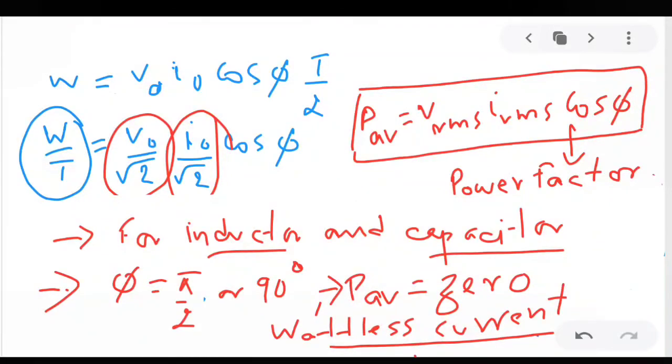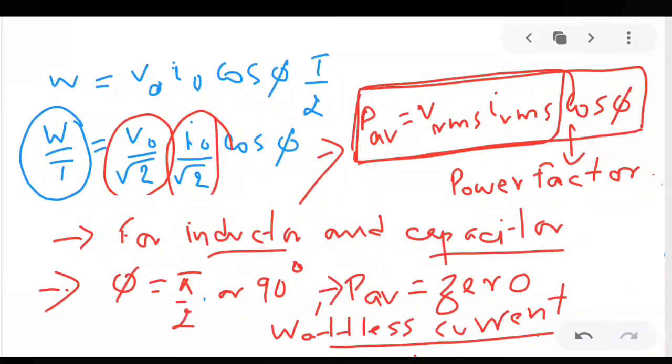In case of a resistor, this phi is 0 degree, because in case of a purely resistive circuit, voltage and current are in the same phase, so cos phi will be 1. So for a purely resistive circuit, the average power consumed will be VRMS multiplied by IRMS.